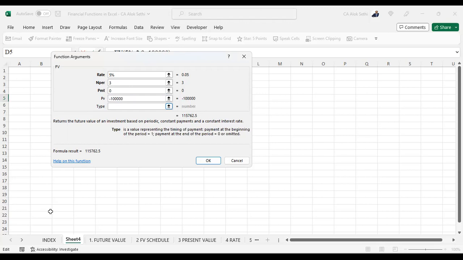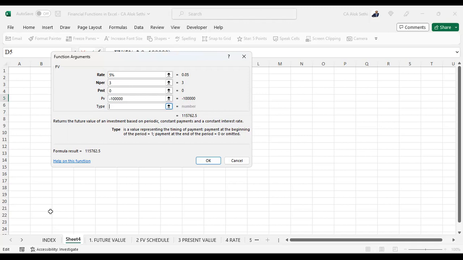Okay. Type. What is type? It is a value representing the timing of payment. Payment at the beginning of the period will be represented by 1. Payment at the end of the period will be represented by 0 or omitted. So it's not a mandatory field, you can skip this field also. But if you write 1, it represents that you are making the payment at the beginning of the period. And if you write 0, it represents you are making the payment at the end of the period. But in either of these cases, you are getting the same answer. 1 or 0, you are getting the same answer.